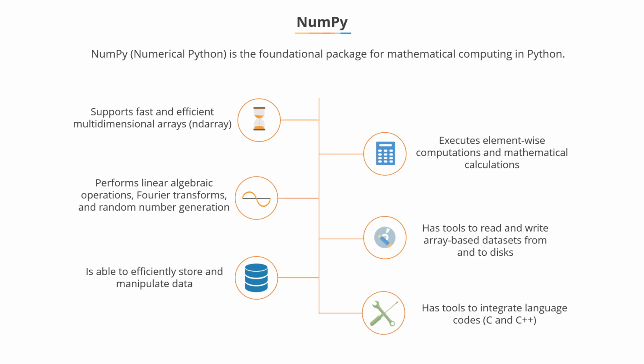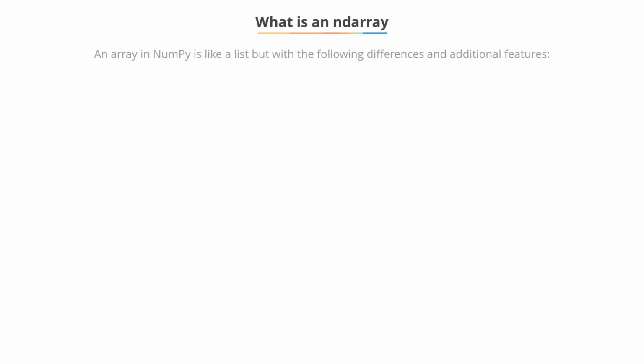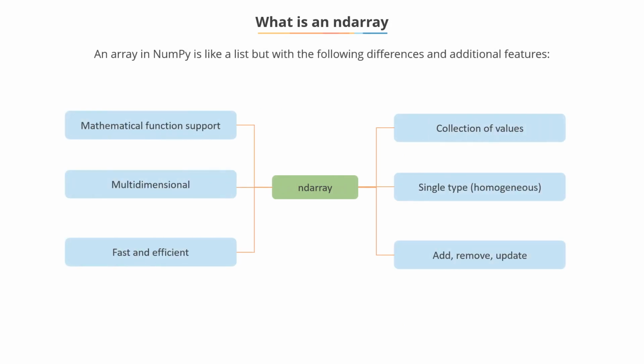We will learn about ndarray in detail. An array is a collection of values that can be added, removed, and deleted just like a list. But unlike a list, it is homogeneous, that is, it can hold only a single type of data. It's also multidimensional. It supports mathematical functions and is fast and efficient.